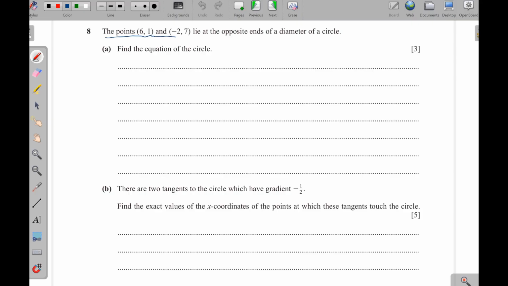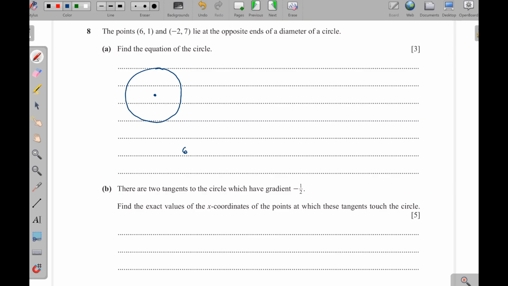Question 8. The points (6, 1) and (-2, 7) lie at the opposite ends of the diameter of the circle. Find the equation of the circle. Now let us sketch this circle here and see how it looks. So suppose this is my circle. I have the center, which I don't know.